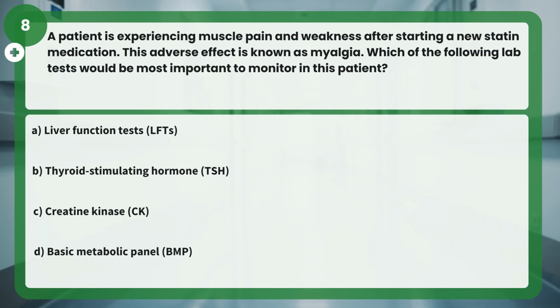Question 8. A patient is experiencing muscle pain and weakness after starting a new statin medication. This adverse effect is known as myalgia. Which of the following lab tests would be most important to monitor in this patient? A. Liver function tests, LFTs. B. Thyroid stimulating hormone, TSH. C. Creatine kinase, CK. D. Basic metabolic panel, BMP.